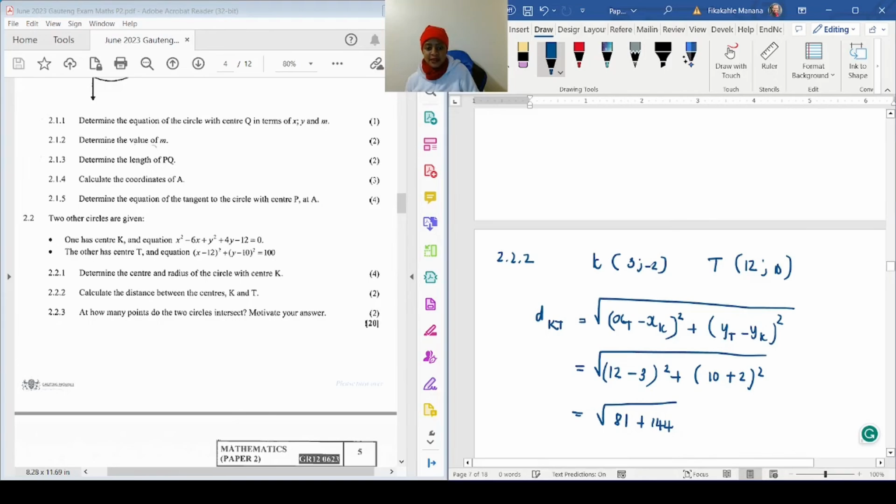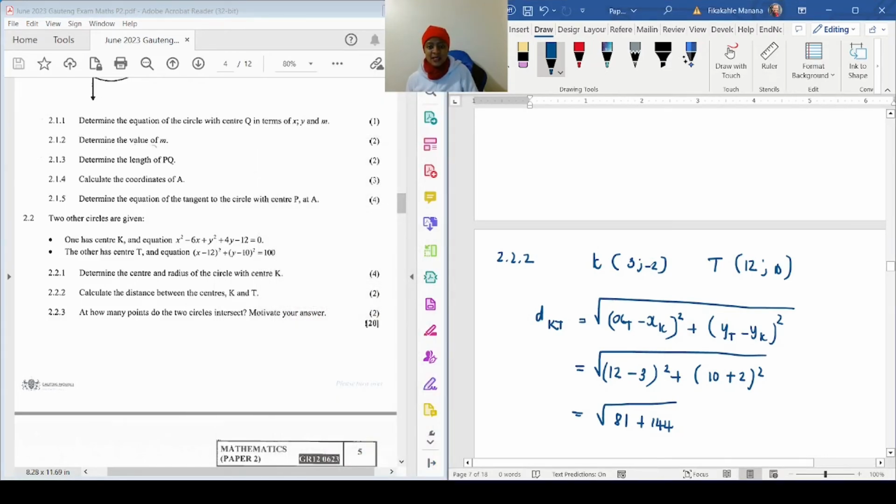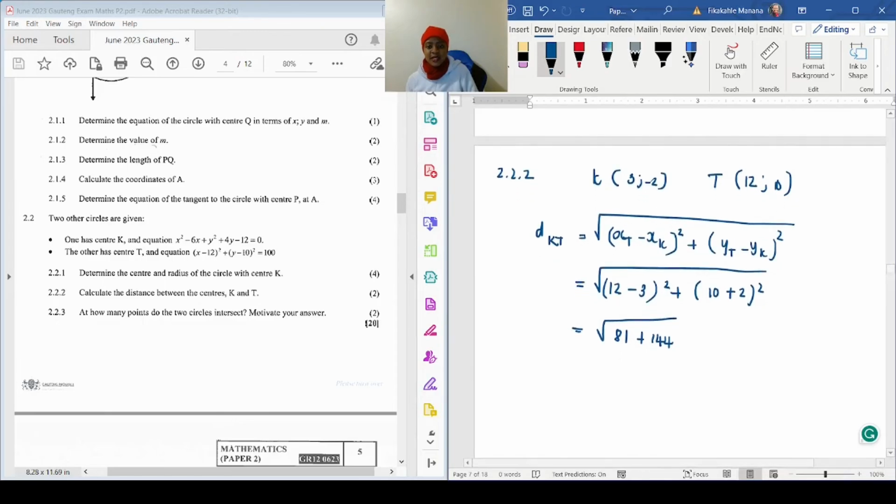I am definitely taking my calculator out. I won't even bother trying to work it out in my head. So that's 15. So the distance between the two centers is 15 units. Don't forget the units portion. And this is 2 marks, guys. 1 mark for getting the answer, the other mark for substitution.